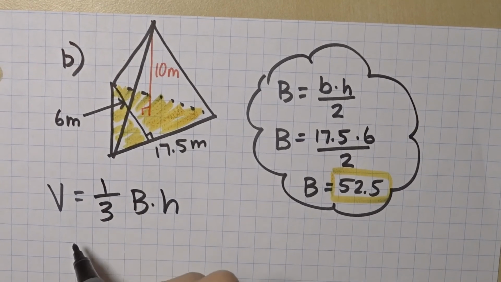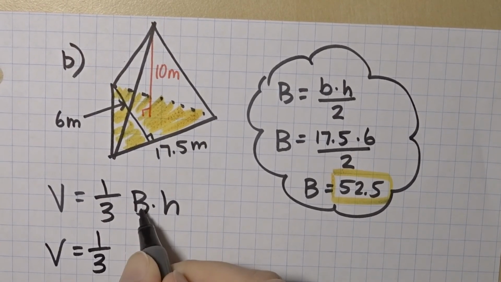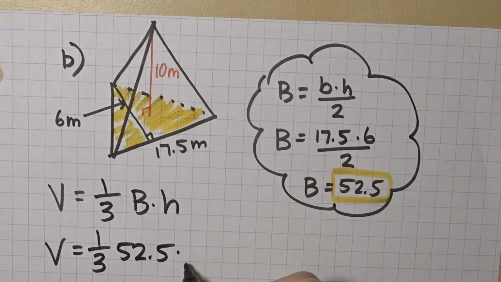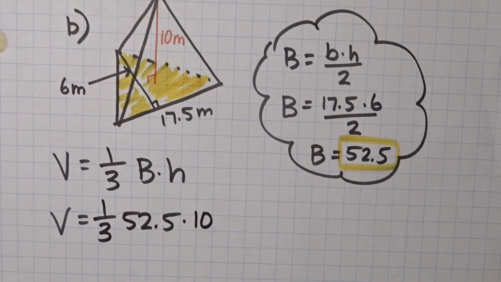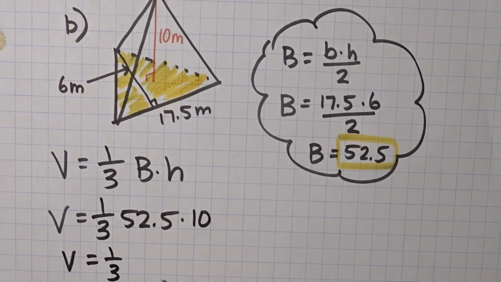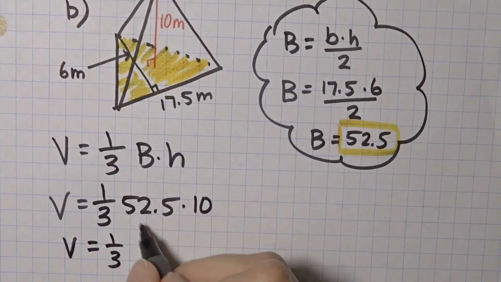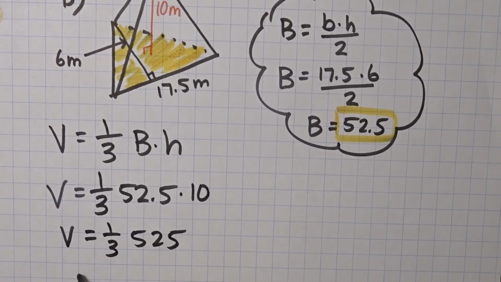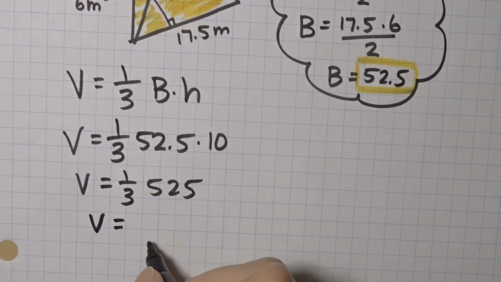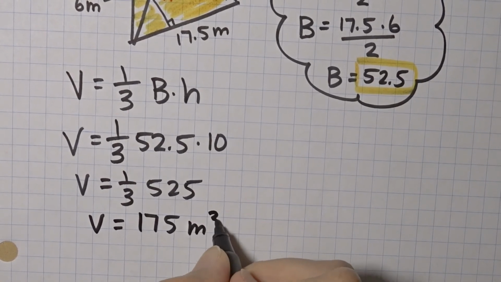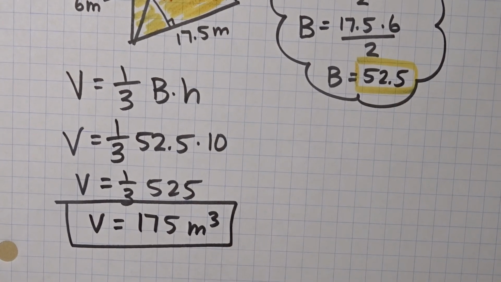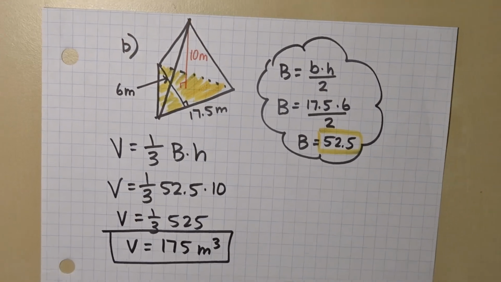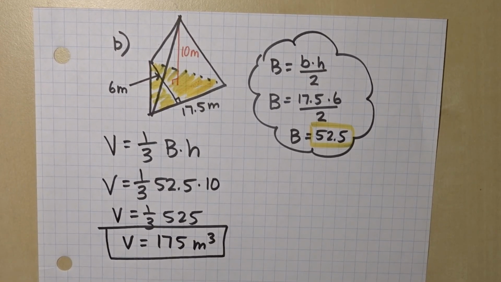So now I'm ready for this formula. Capital B, which I now know is 52.5, times the height of this three-dimensional figure, which is 10. So now I have volume is equal to 1/3, and that's going to be 525. 1/3 of 525 equals 175 meters cubed. And that's the volume of that pyramid. All right. There you go. And that's how you find the volume of pyramids.